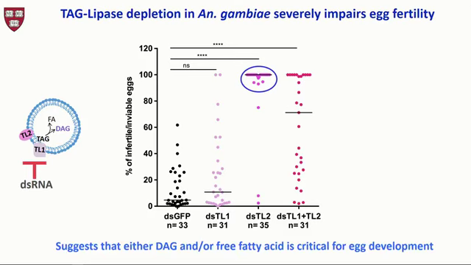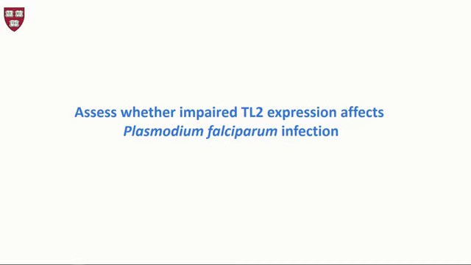So altogether, these data suggest that diacylglycerol, which is the breakdown product of this process, or the free fatty acid that emerged from there, is important for egg development. As I mentioned earlier, egg production and Plasmodium infection are physiologically coupled. So the next thing is to assess whether TL2, so we decided to move on with TL2 because TL2 is the one that has the strongest effect on egg production. And so we then tested whether TL2 inhibition would have an effect on infection.